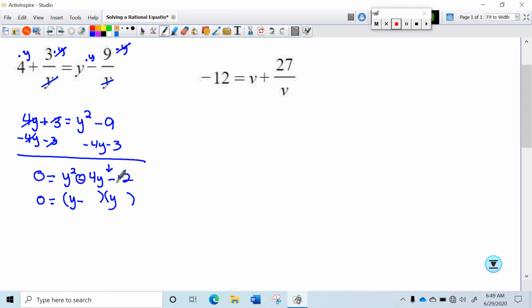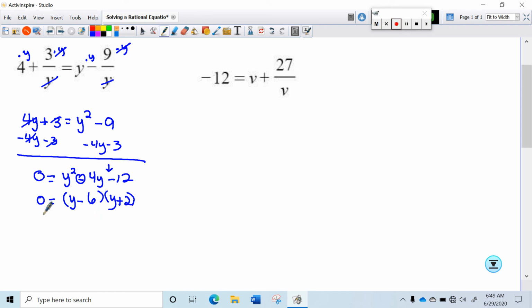If the last sign is negative, these have to be opposite signs, so positive here. If the last sign's negative, it's opposite signs. If it's positive, it's same sign. So the factors of 12, you have to work backwards. The factors of 12 that when you subtract them equal 4 are 6 and 2. You always put the biggest one first.